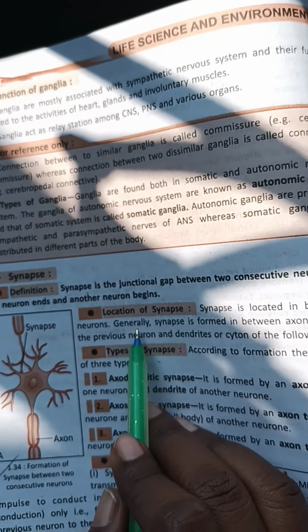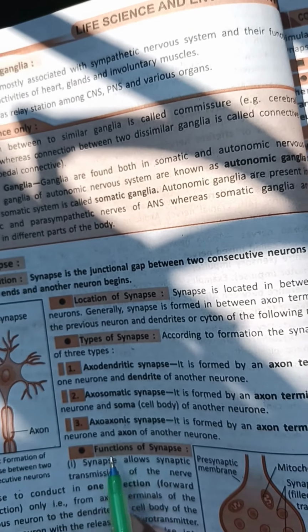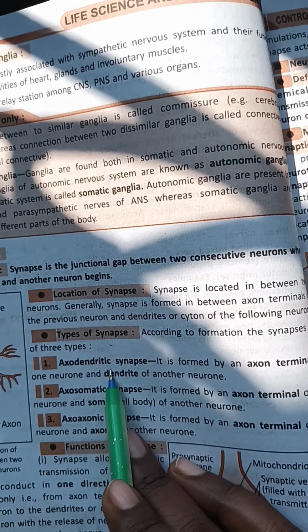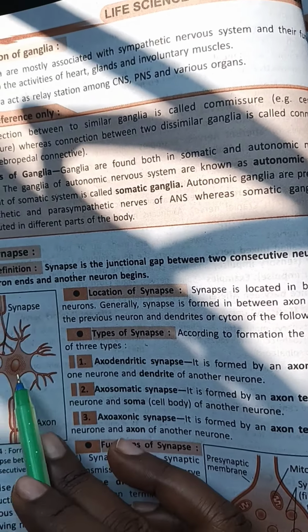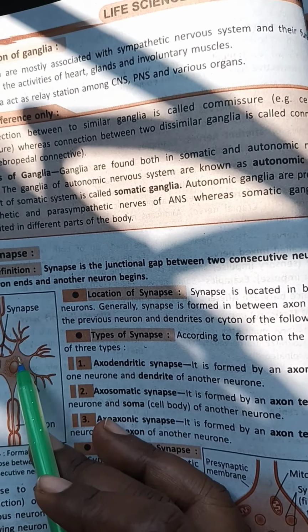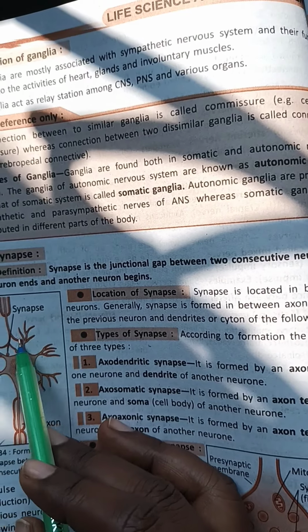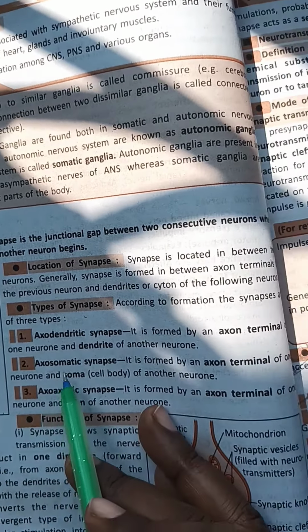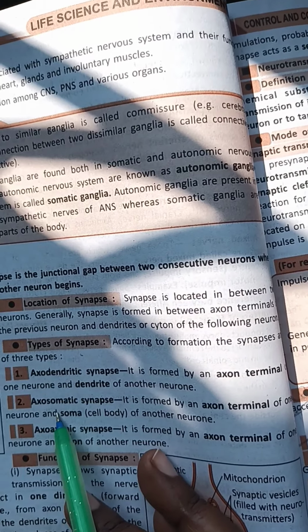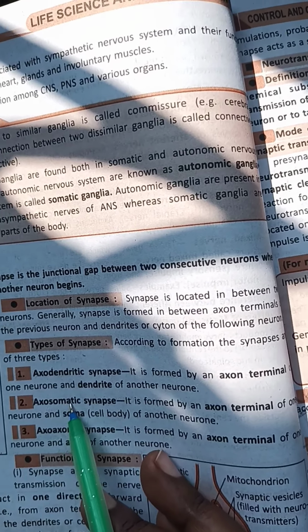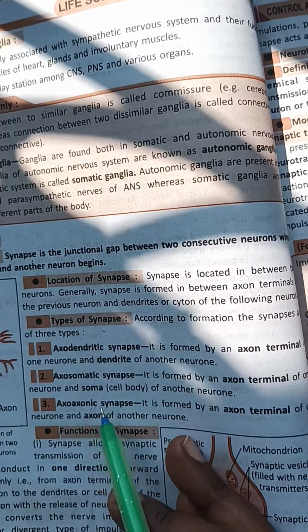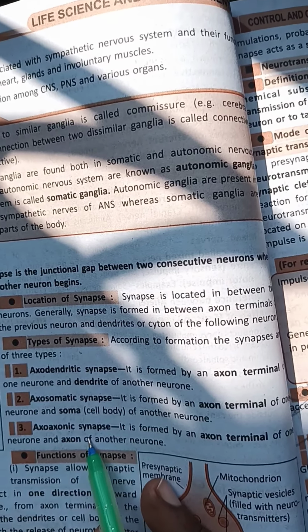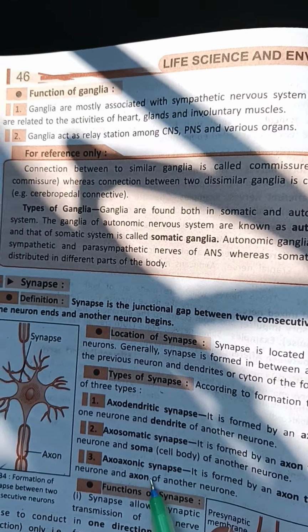So, regarding the location of synapse, I have told you there are three types of synapse. One is axodendritic synapse, when the synapse is between the axon and the dendrite. See here, this is the axon and the dendrite of another neuron, that is called axodendritic. Then you have axosomatic, when the synapse is between the axon and the cell body. And axoaxonic means when the synapse is between two axons.